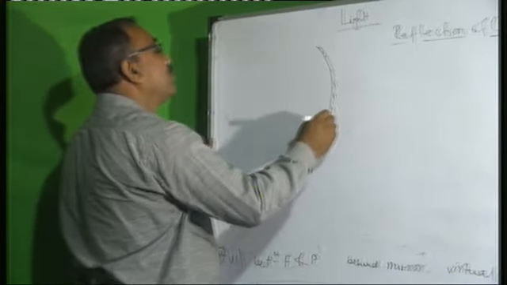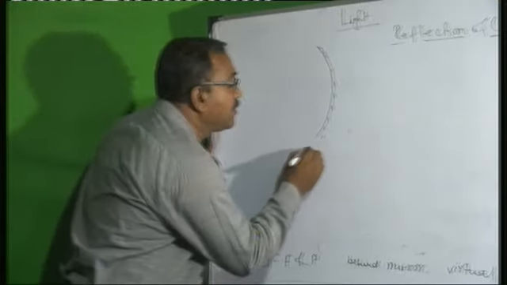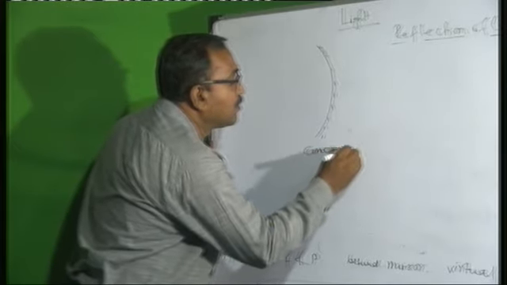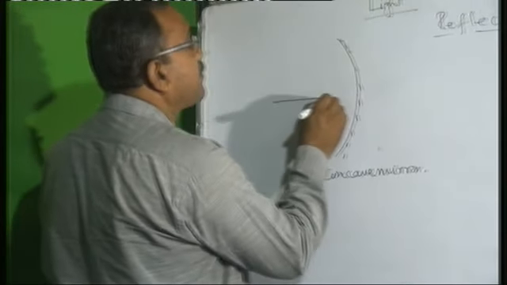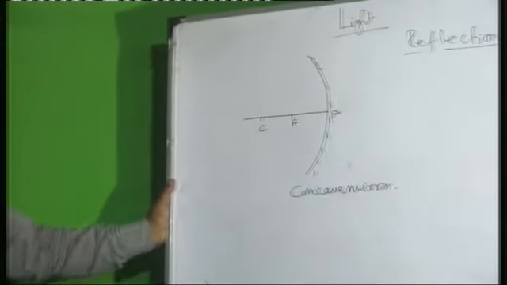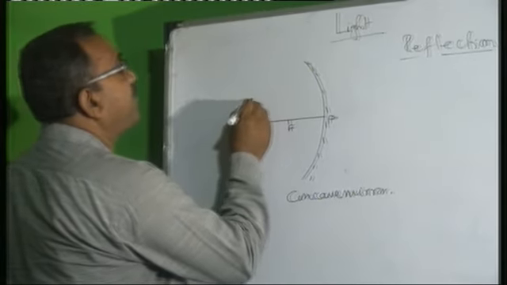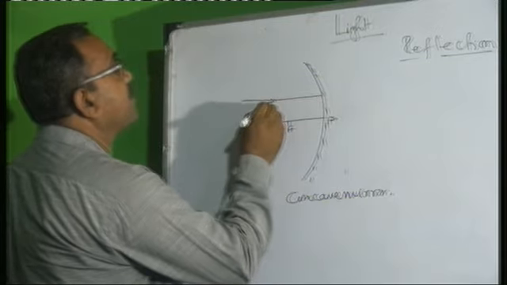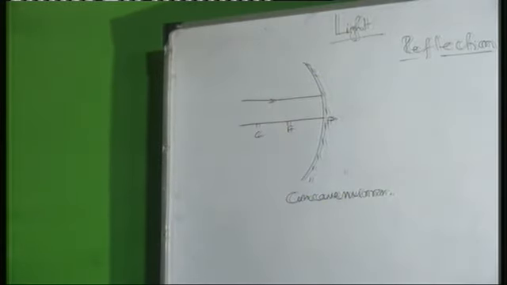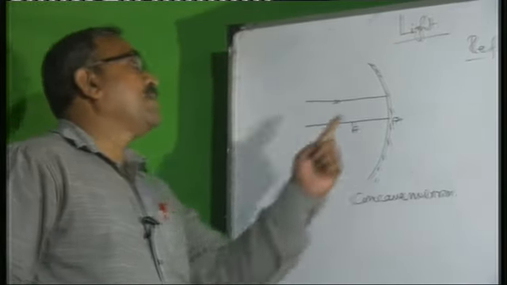Suppose, which type of mirror? This is the concave mirror. So pole of this mirror is this, and the principal axis is that. Focus is here and center of curvature is there. Suppose if the incident ray is parallel with the principal axis, you draw a reflected ray from the mirror.